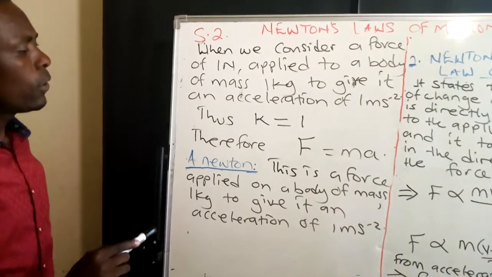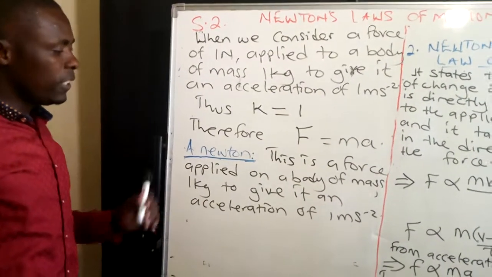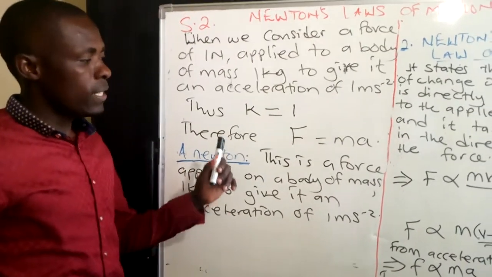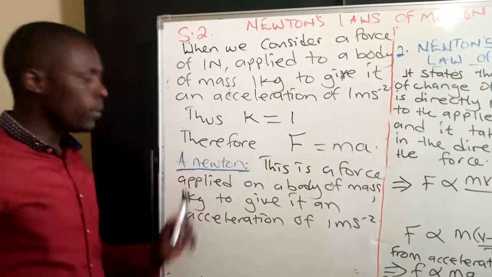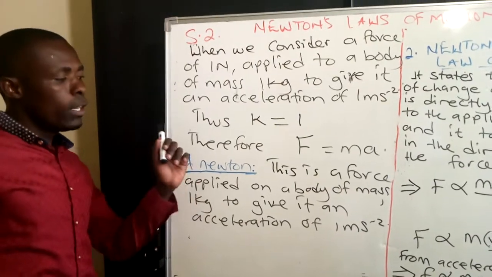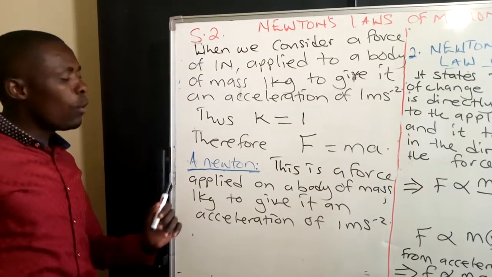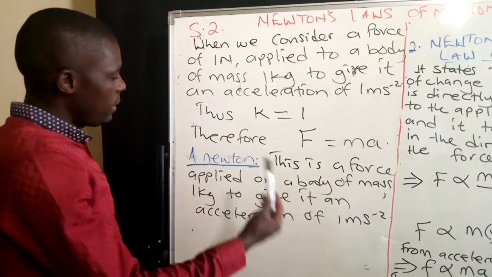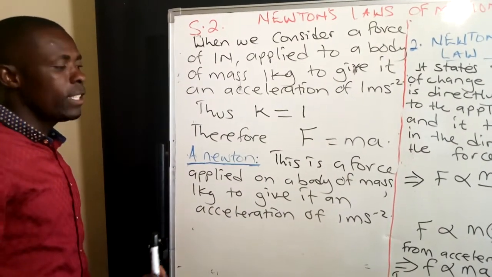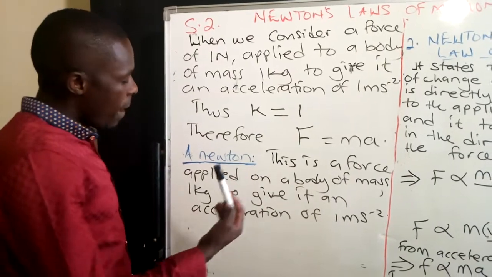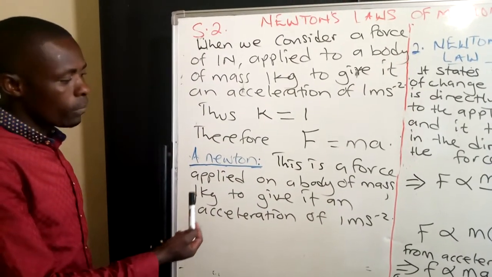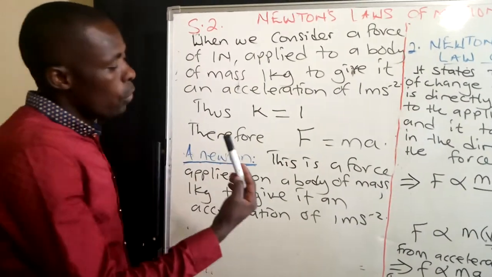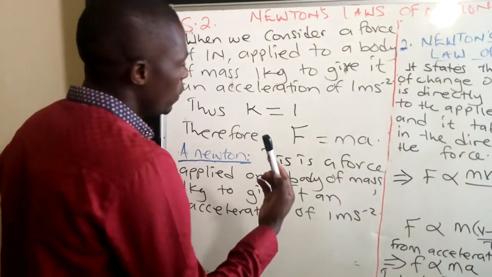Because somebody may ask you, what is the SI unit of force? We all know very well that the SI unit of force is the Newton, but they may tell you, define for me the Newton. Now when they tell you to define Newton, here we shall say, this is a force applied on a body of mass 1 kilogram to give it an acceleration of 1 meter per second squared.